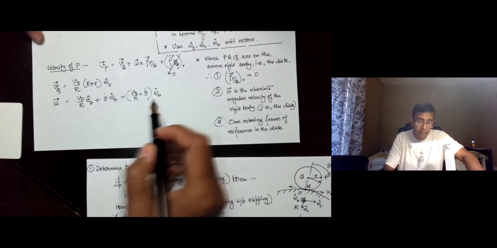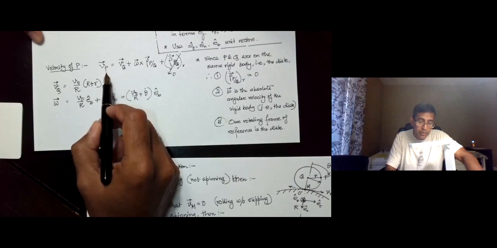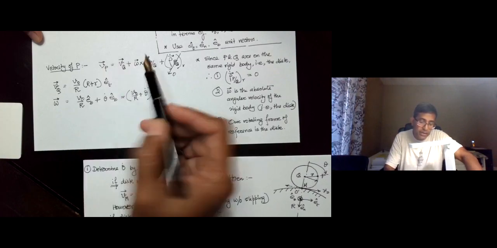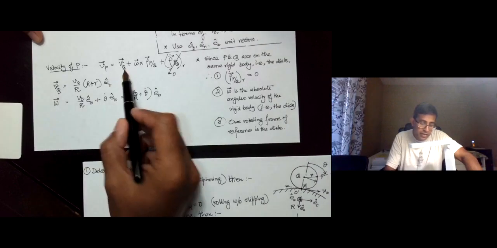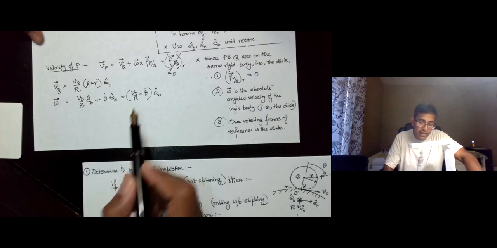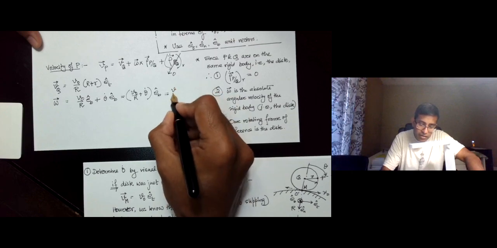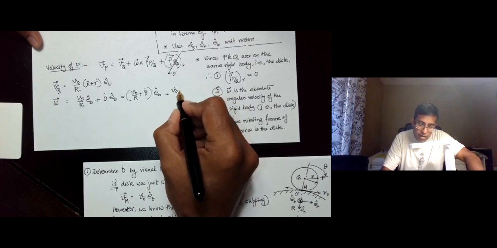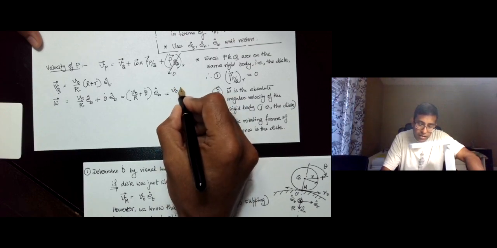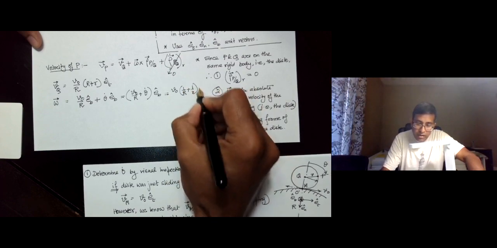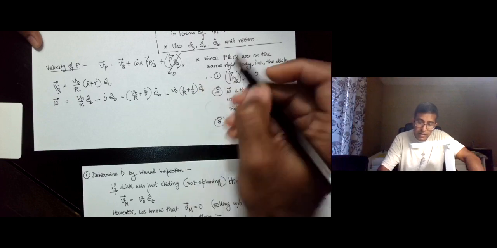We note that in our velocity of point P, we are trying to find out Vp. We have the expression for Vq, we have the expression for the angular velocity, and now this becomes V naught times 1 over capital R plus 1 over small r EB.